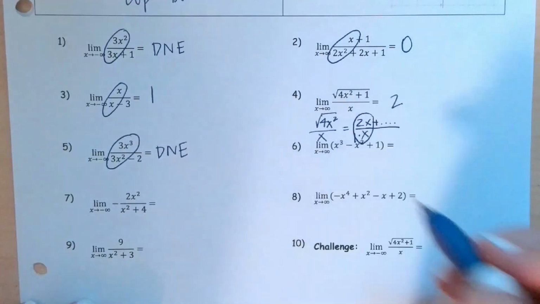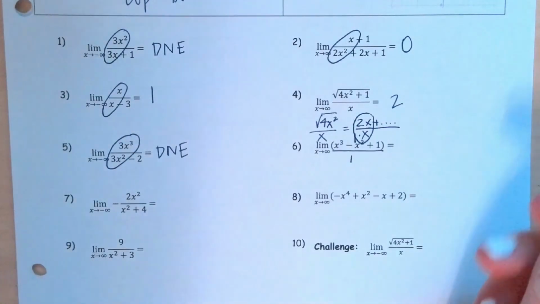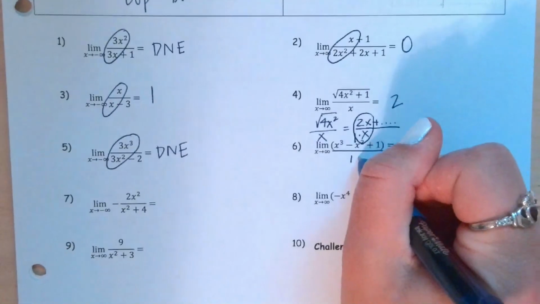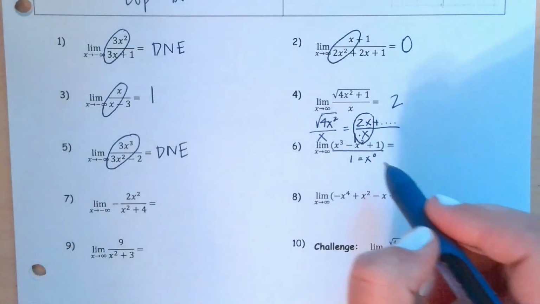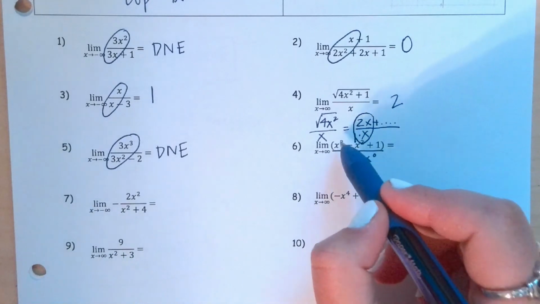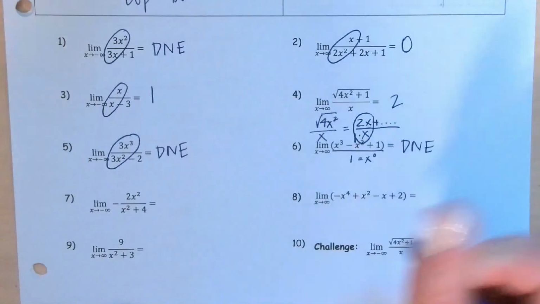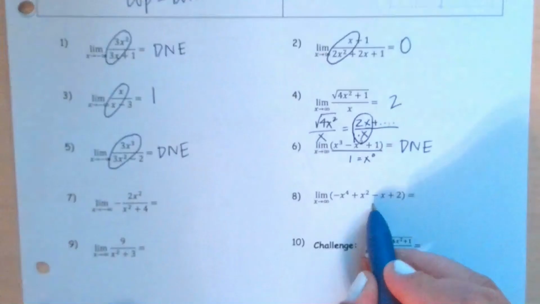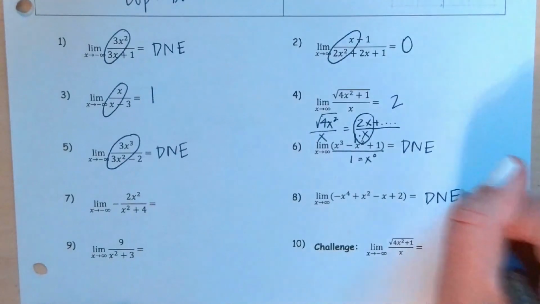So although there's not a fraction, you can write it as 1, right? So you can write it as 1. 1 is the same thing as x to the 0, or anything to the 0 power, right? So if we really wanted to examine exponents, obviously our top is greater with an x cubed up top, so this one does not exist. Same thing down here for number 8, since we just have this quartic. There's no fraction. This limit does not exist.